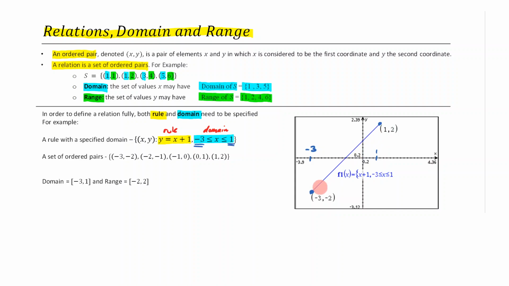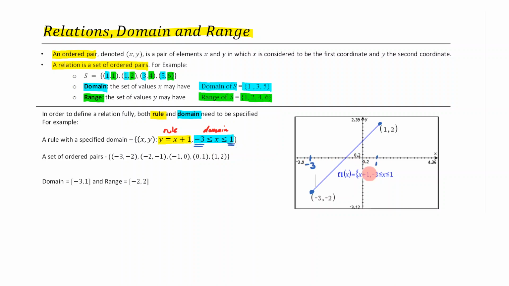Now let's examine this graph a bit more here. And I might just tidy it up a little bit. Let's put the numbers underneath. This is -3. This is 1. What I want you to notice here is that this right here is my domain, from -3 to 1. So my domain is this.